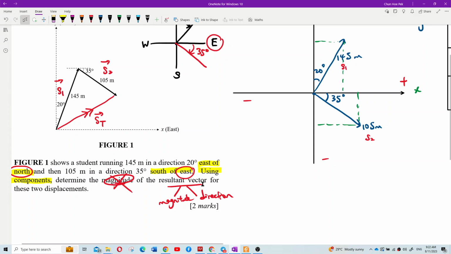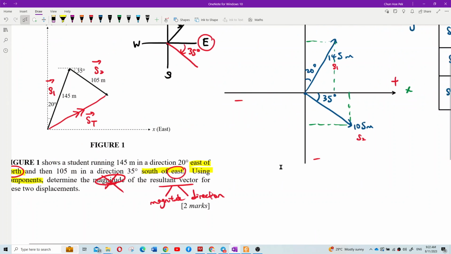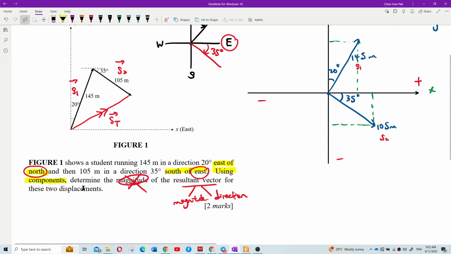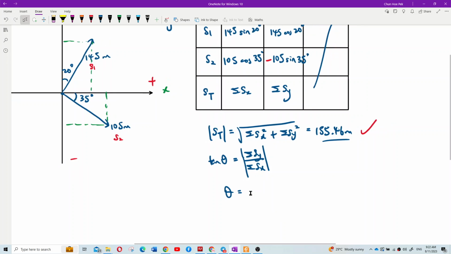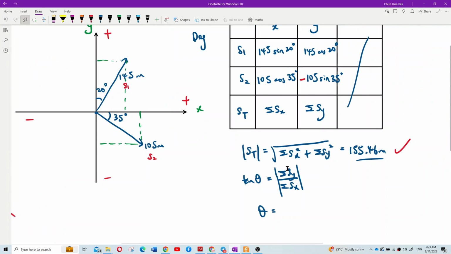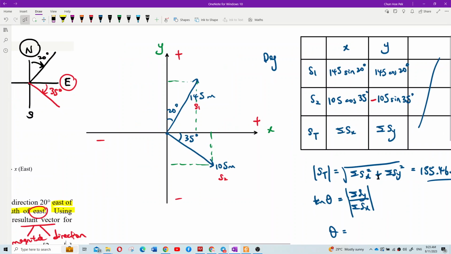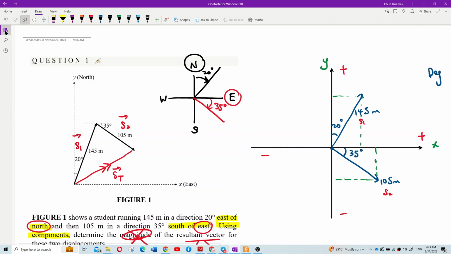Then only you get full marks. Understand, class? If the question asks to determine only the magnitude, you give only the magnitude. The answer only has magnitude. If the question asks to determine the resultant vector, then you need to give both magnitude and direction. Then only get full marks. Okay? Understand? So just this one, just the magnitude. Okay, so that's for question 1.